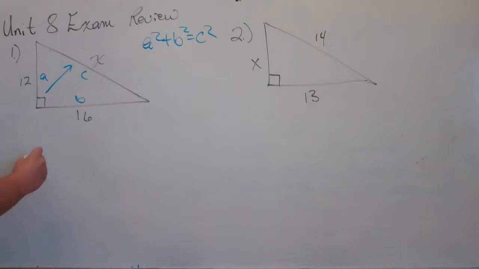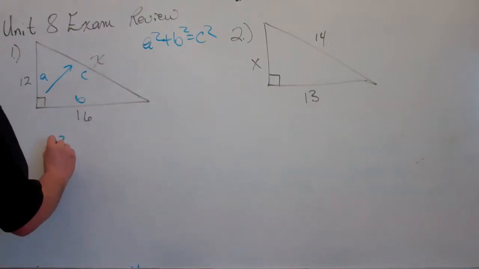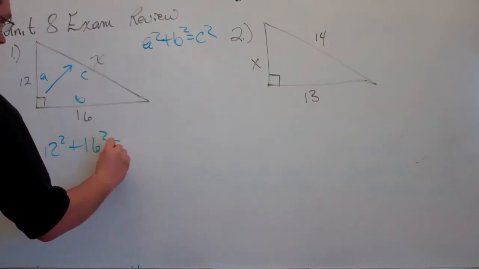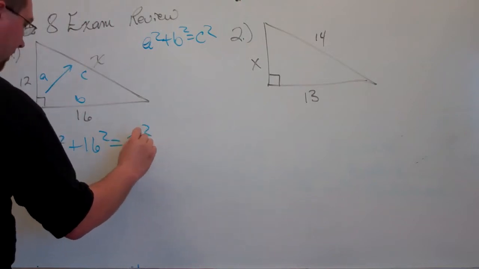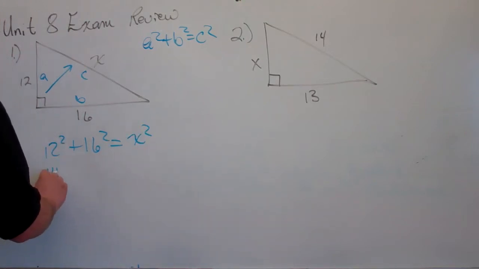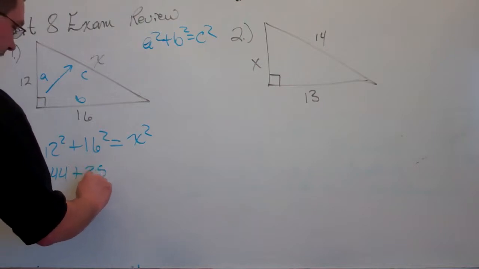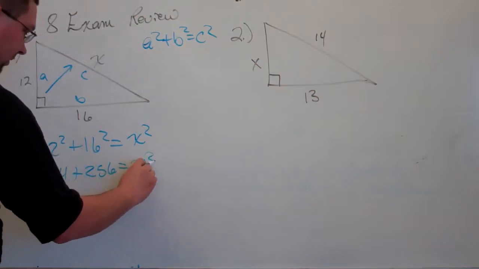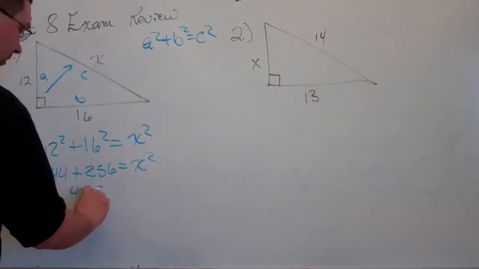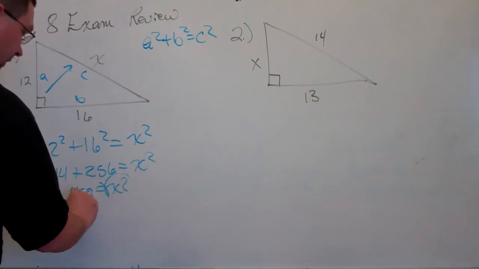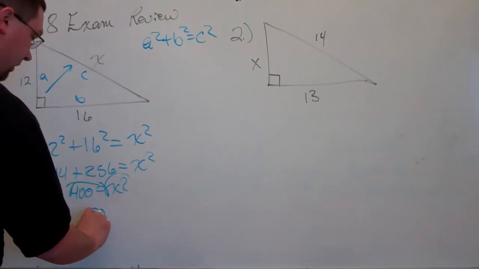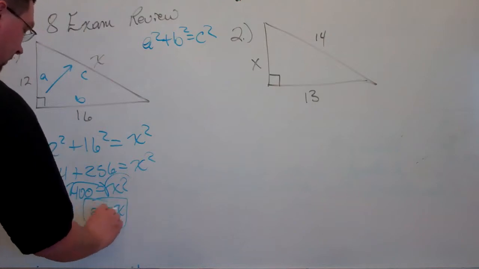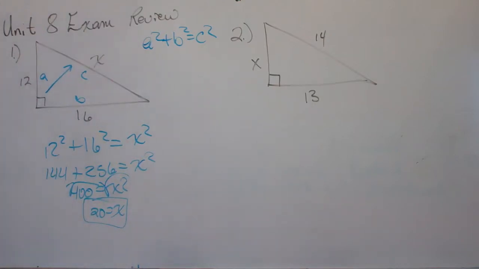Okay, so a squared plus b squared, 12 squared plus 16 squared equals x squared. 12 squared is 144, 16 squared is 256, equals x squared. This is 400 equals x squared. Take the square root, 20 equals x. All right, so your third side there is x.